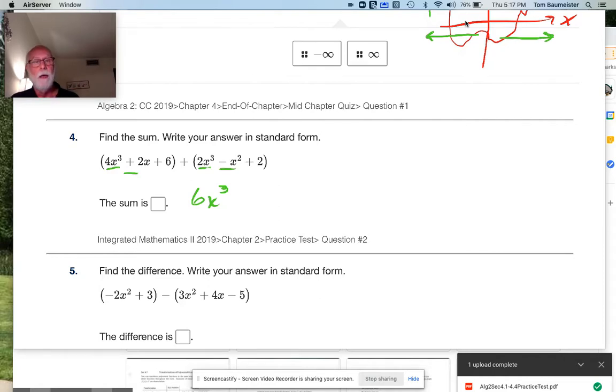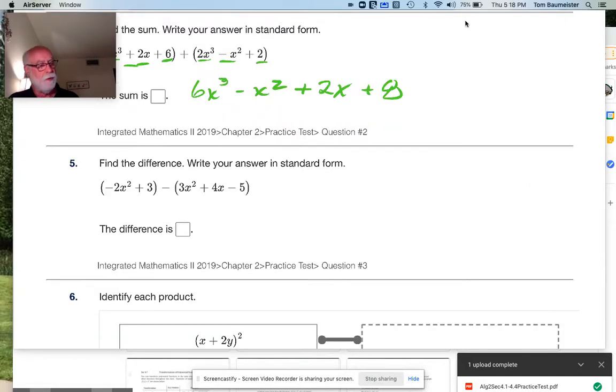There is one there. So it's going to be minus x squared. There's a positive 2x here. There's no x in the other one. So we'll say plus 2x. And then we have 6 plus 2. So that would be plus 8.